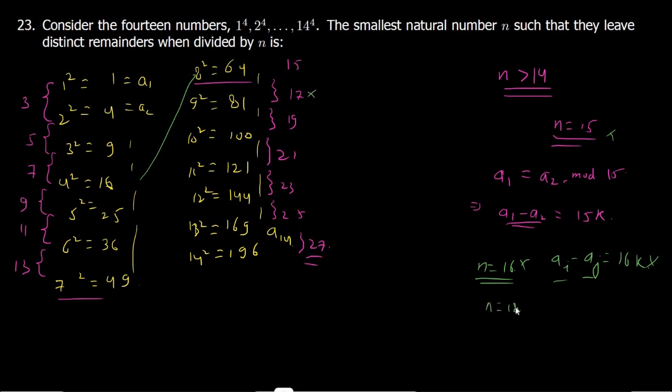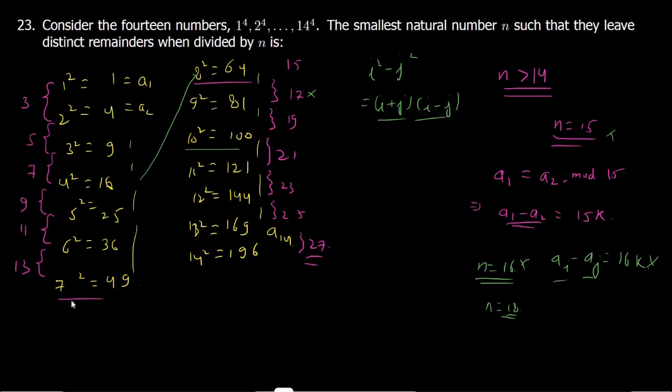What about n equals 18? Can we get two numbers whose difference of the squares is 18? How can we try that? What do we have to try to do? Either the sum of two numbers is 18 or the difference of two numbers is 18, that will do the job. Because if you take ai minus aj, ai itself is some i square and this is some j square. So i square minus j square, if I factorize it, is i plus j times i minus j. Now, either the sum of any of these two numbers or the difference of any of these two numbers is 18 or its multiple, then the job is done.